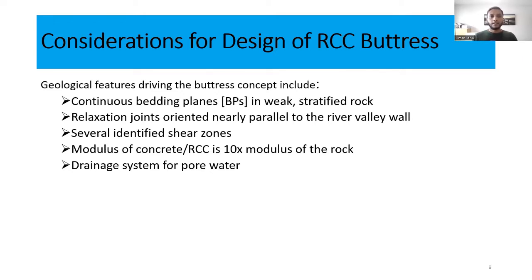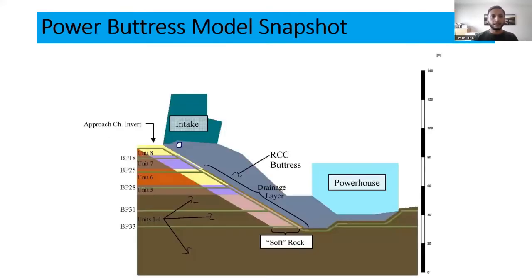if we have to drain some of the pore water from the rock, the easiest way to do it is from a man-made structure rather than digging a tunnel into very soft rock. So when we made our RCC buttress, we made sure some drainage is provided so that when the water comes, it will go to the drainage location and we can easily pump out the water so that our structure will not be affected largely.